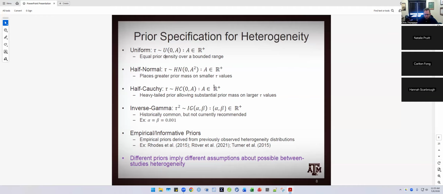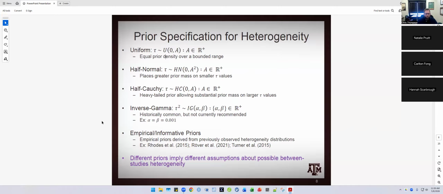The half Cauchy, this comes from the paper by Andrew Gelman in 2006, which, at the time, was meant to update some of these problems of things being non-informative and so on. And so the Cauchy distribution is more of a heavy-tailed prior where there is a lot more mass on larger values of tau.